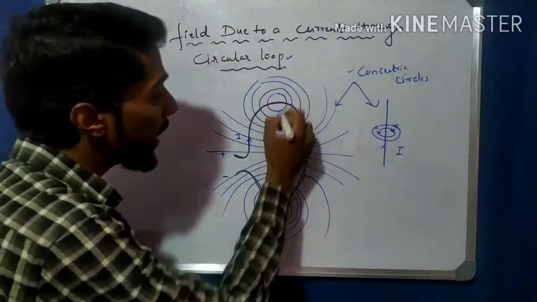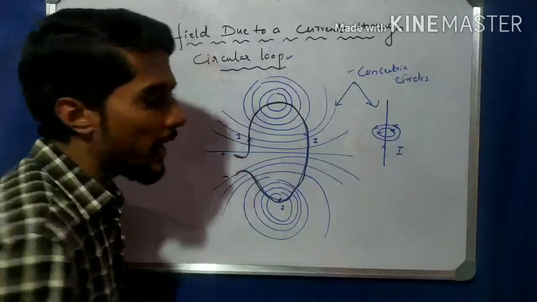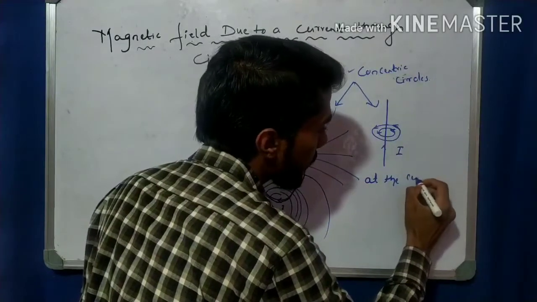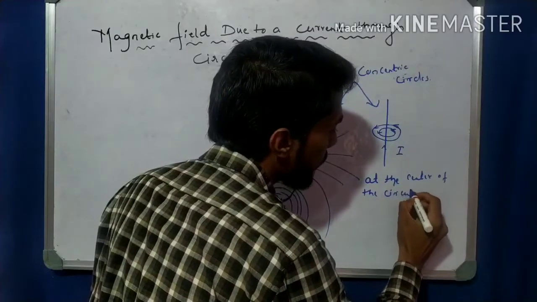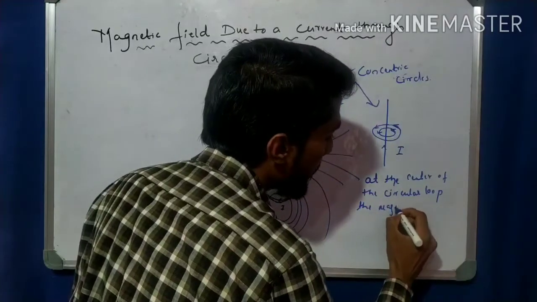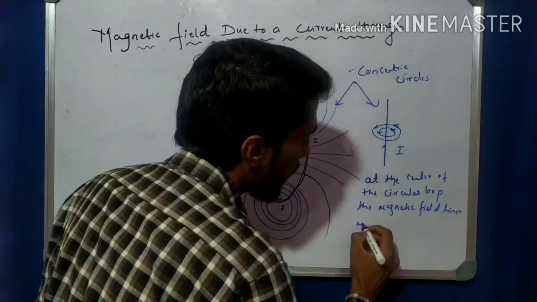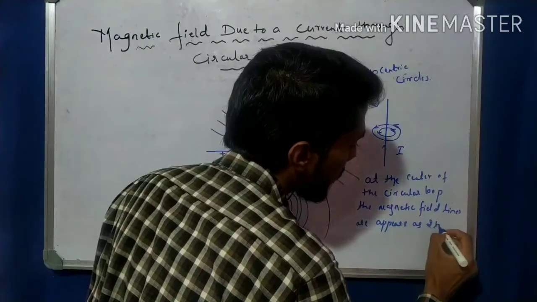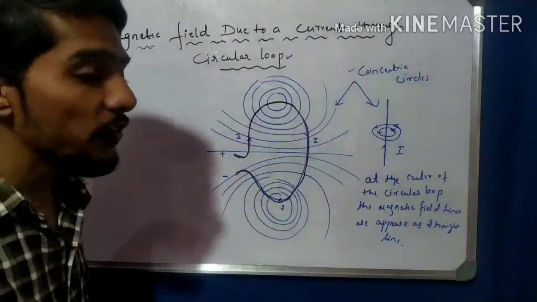But when we reach the center of this circular coil, we observe that the magnetic field looks like a straight line. At the center of the loop, right down here, the magnetic field lines appear as a straight line. Okay, straight line. So that is very important, where the magnetic fields are straight lines.